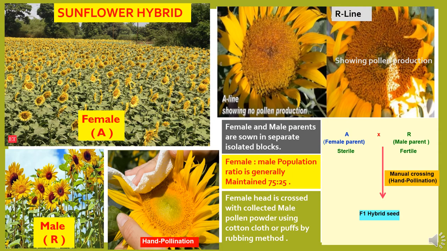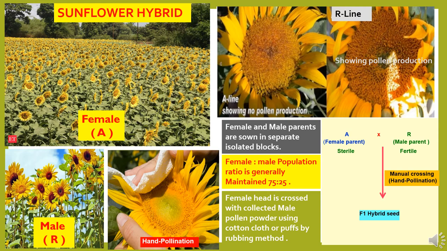Next is sunflower hybrid seed production. Here also A line and R lines are used. A line is a sterile line which shows no pollen production, and R line has pollen production capacity. In case of sunflower, female and male parents are sown in separate isolated blocks, and the female to male plant population ratio is generally maintained at 75:25. As far as the crossing method is concerned, in case of sunflower also, the hand pollination method is followed.